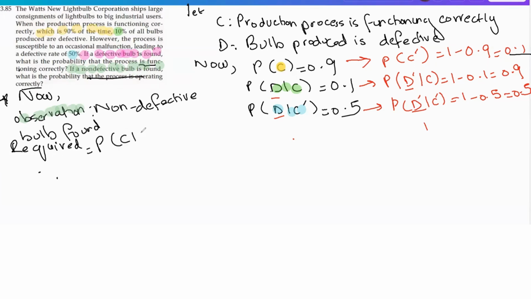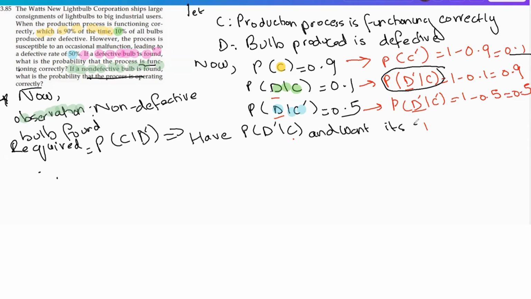So we want to find the probability of C given D prime. Now, if you notice, we have P(D prime given C) over here, and we have this by using the complement rule. Whenever you're given some probabilities, you can see using the complement rule which probabilities you can find yourself. So we have the probability of D prime given C, which we found using the complement rule, and we want its exact reverse.